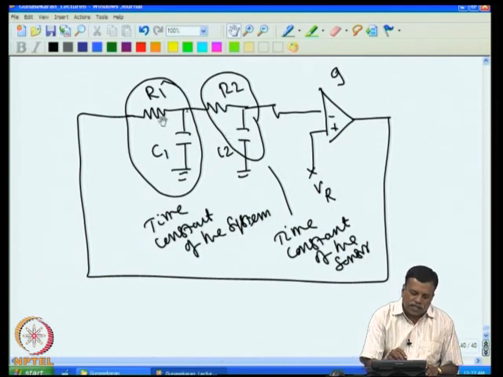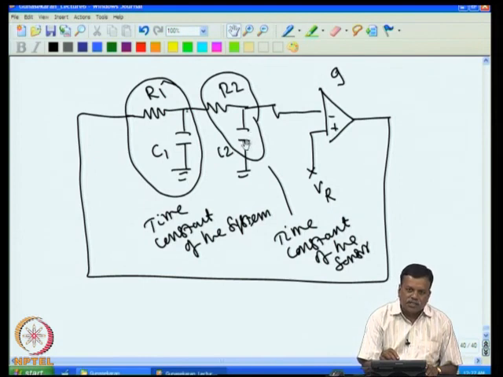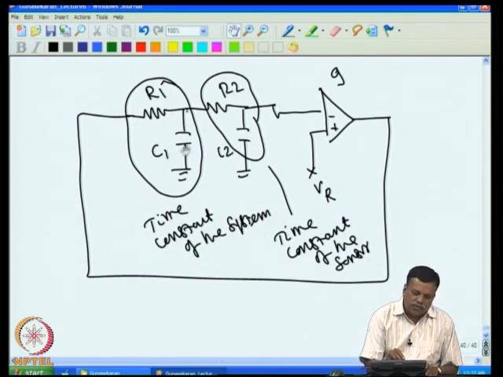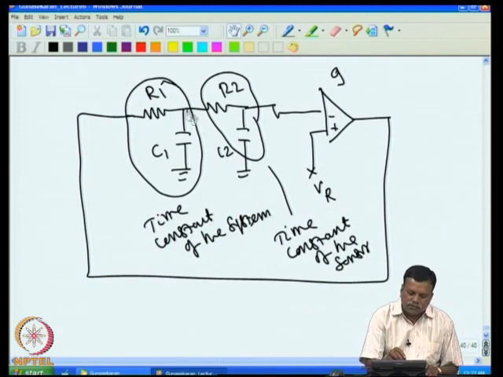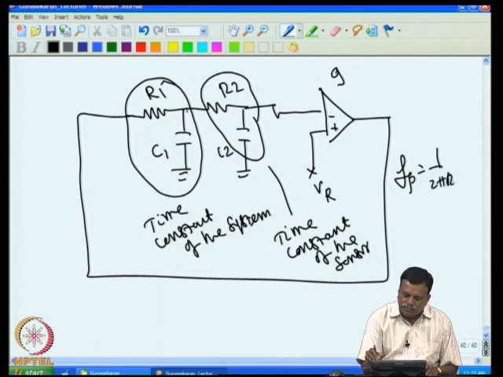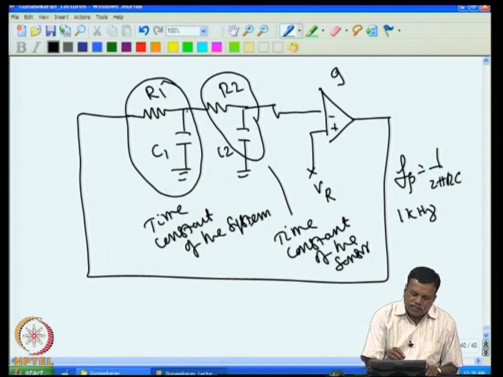So we know that an RC time constant is a single pole filter, and this is also a single pole filter. Above the corner frequency, the attenuation provided by this is 20 dB per decade. That is, the attenuation increases linearly with frequency. This attenuation also increases linearly with frequency. For example, the pole frequency is f equal to 1 by 2 pi RC. If the pole frequency, for example, is 1 kilohertz, that means at 1 kilohertz it will give you 45 degrees phase shift.